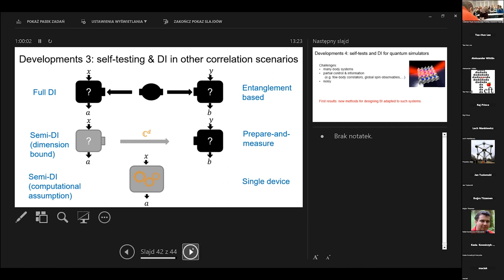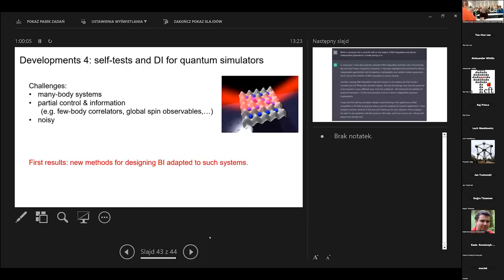One last thing I didn't talk about is self-testing for quantum simulators. This is something that's really hard because you're looking at many-body systems on which you have only partial control. Typically, you can measure only few-body correlators, maybe global observables. They're really noisy, and so it's really hard to do these statistical tests to certify their behavior. But there are already some results in this direction. People have shown how you could design Bell inequalities which are tailored to these devices, and Remi was one of the first to do that.